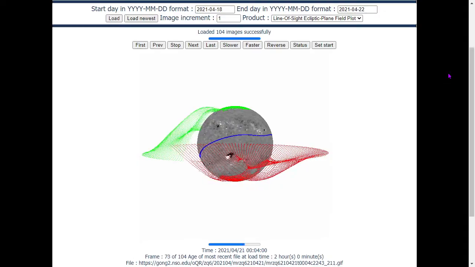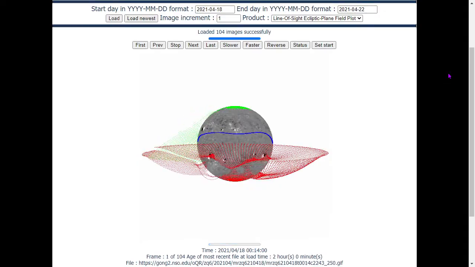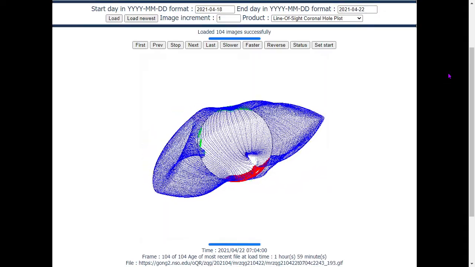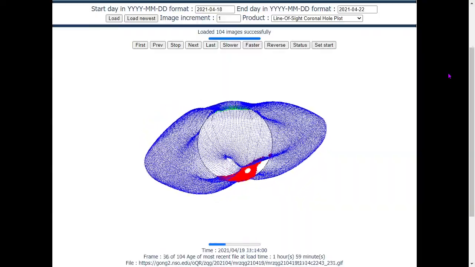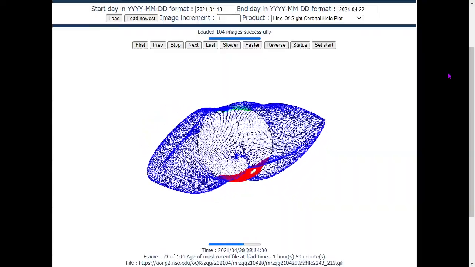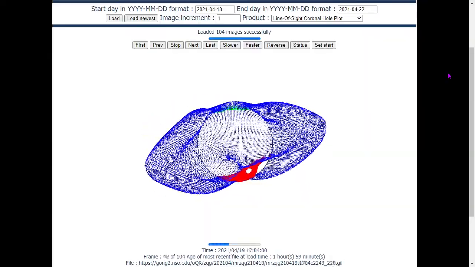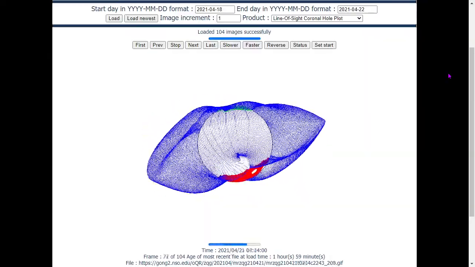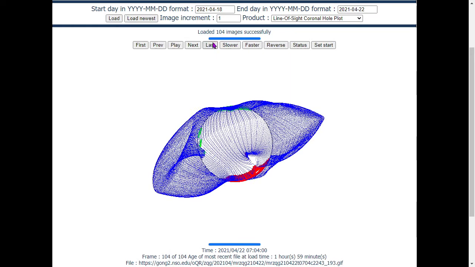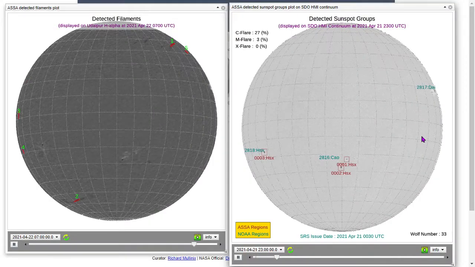Here's another view of the same data, the three-dimensional line of sight view, and here's the line of sight coronal hole plot. This shows you the sun's B field in blue, and we see a North Pole coronal hole. Looks like it's rotating in here. You can see it pretty well here on the last image. And that is a transequatorial coronal hole. We can expect some geomagnetism from that.